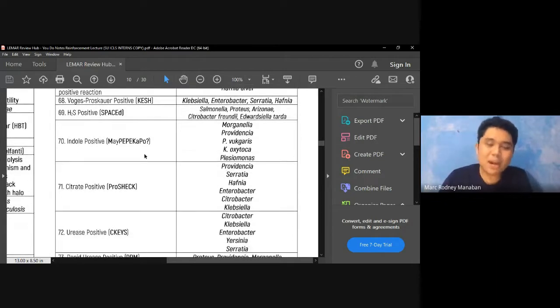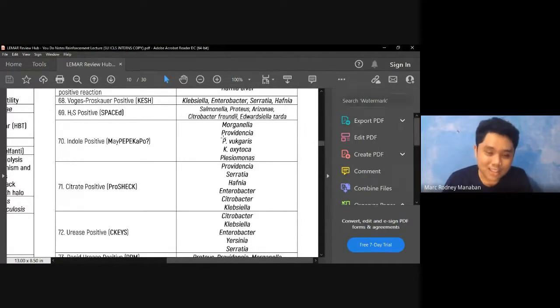Alright. Next, these are the indole positive. The mnemonic is a bit naughty, no? "May pepe ka po" or "may papa ka po." Please take note, the letter E stands for Edwardsiella tarda and the other E stands for E. coli. So please insert that, okay?